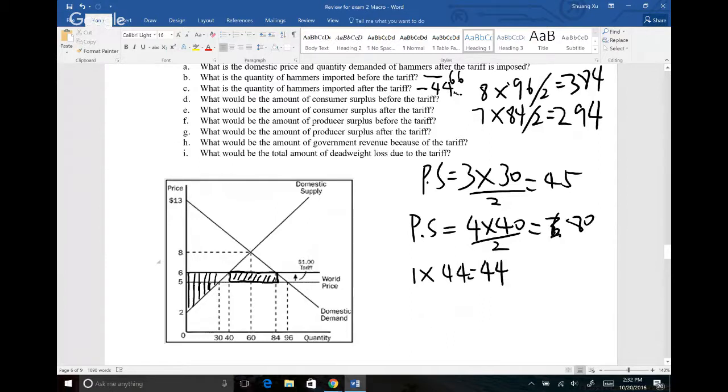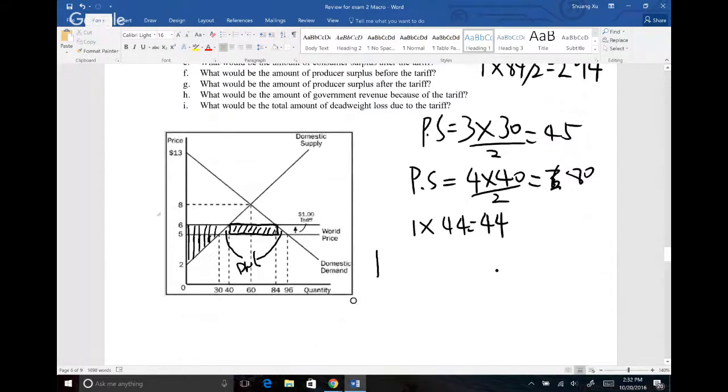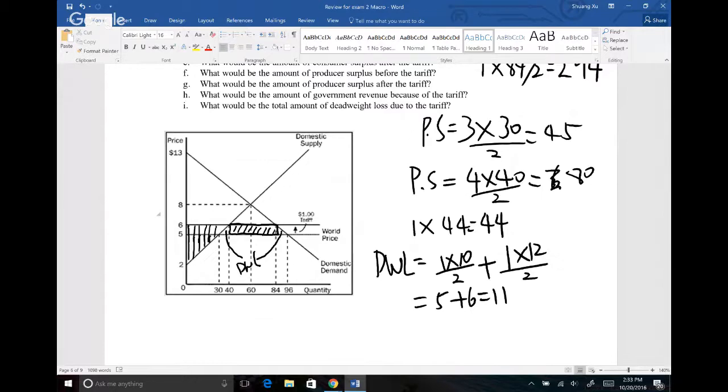And then the deadweight loss is the small triangle here plus the small triangle here. That's your deadweight loss. And then let's see how much that is. So for the triangle on the left, the vertical distance is 1, horizontal distance is 10, divided by 2. And then for the triangle on the right, vertical distance is 1, horizontal distance is 12, divided by 2. So this will be 5, this will be 6, and then 11 is our deadweight loss. All right, everybody got it?